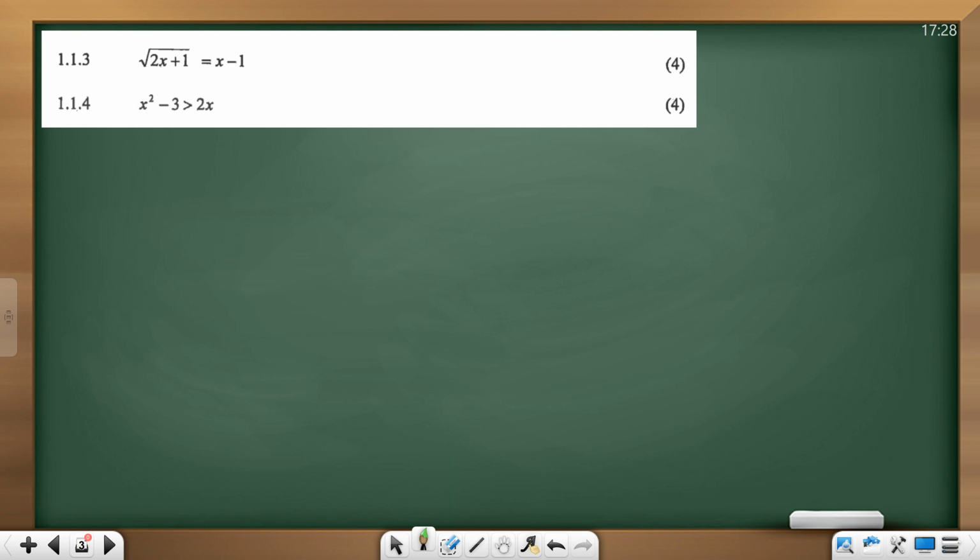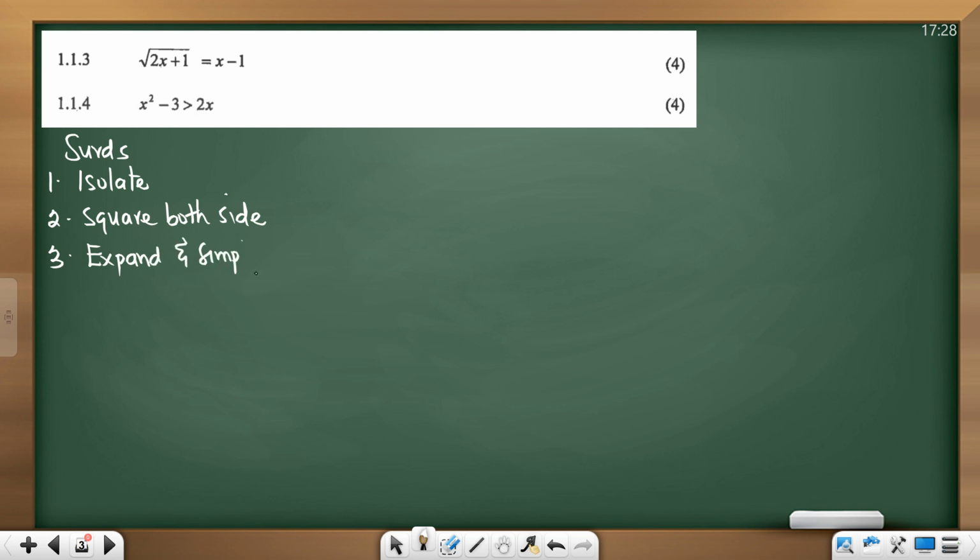Let's run 1.1.3. When it comes to surds, guys, there are 5 steps. Number 1, isolate the surd. Number 2, square both sides of the surd. Number 3, expand and simplify. All the time, that's what you do. Number 4, solve. And number 5, test for validity. Those are your 5 steps every time.